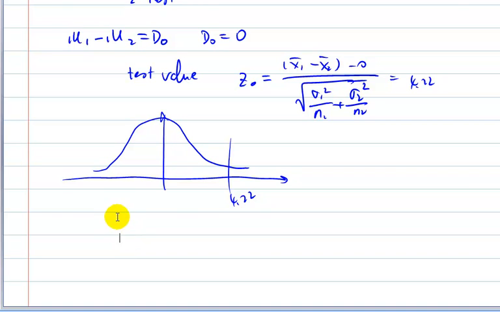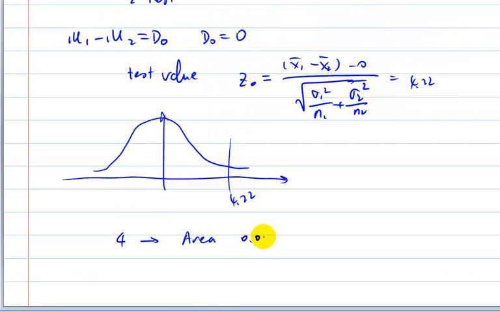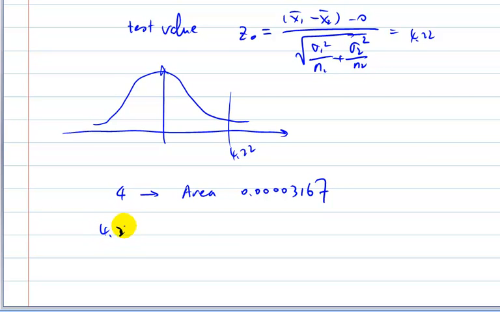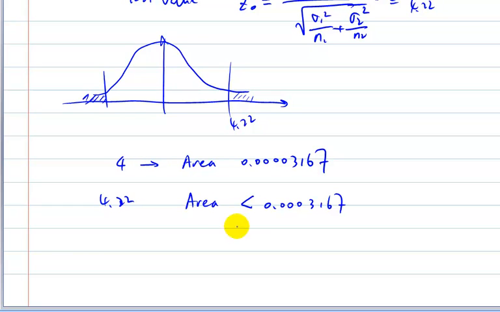So what you can really conclude is that the value of 4 corresponds to an area of 0.0003167. That's so small, and you're looking at 4.22. So the area to the right of that must be slightly less than this one. Now you're looking at a two-tailed test, so basically you need to multiply this value by 2. That's your p-value. So the p-value equals less than twice as much of this, and still very small.